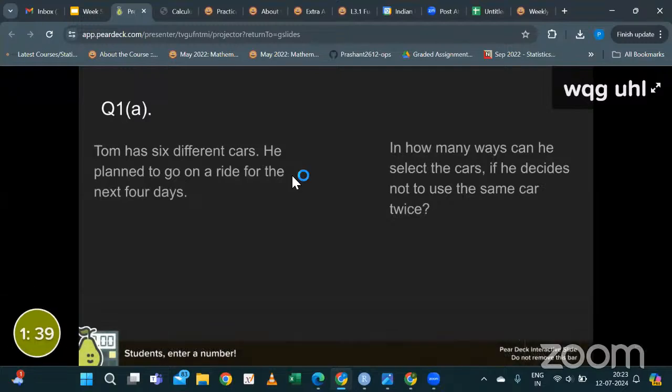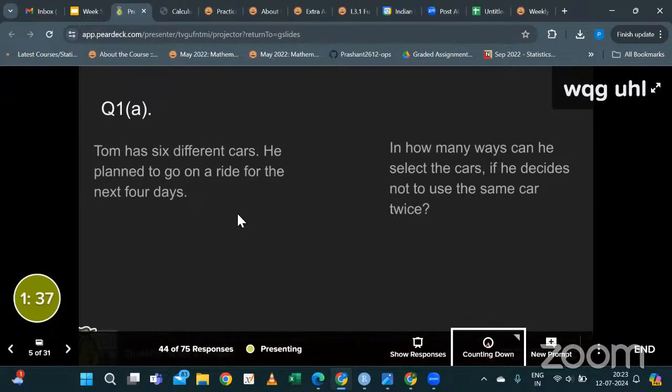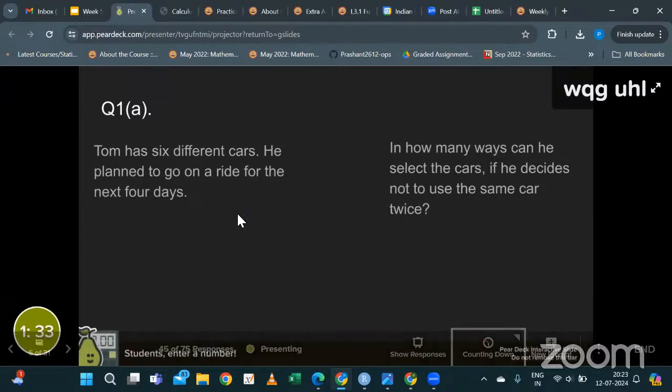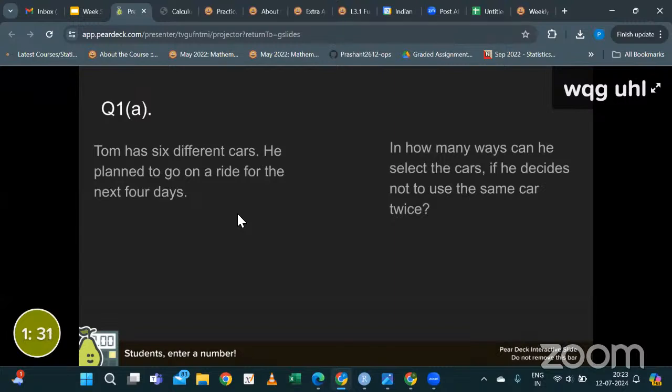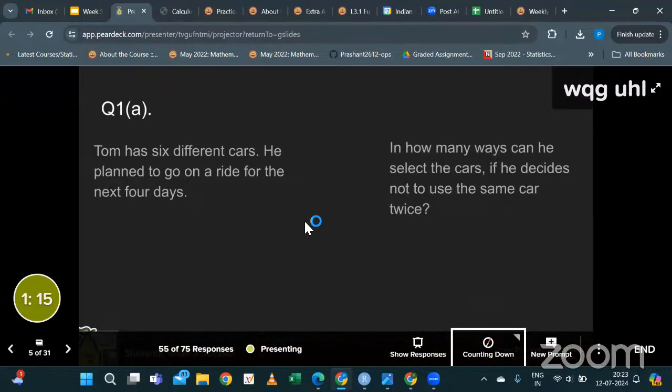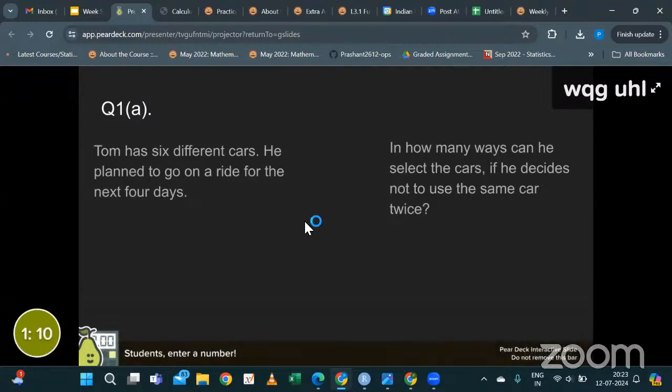Okay, so 44 of you have answered this question. Okay. Rest of the people, please just try to think. It's a very simple question. Do you need to type in just the numbers, or should we press enter or something like that? No, just type the number. Submission will be automatic. You just have to type your answer.